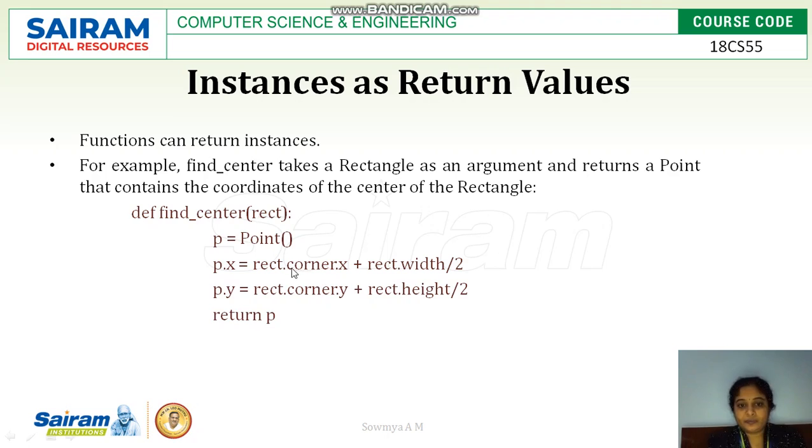So p.x is rect.corner.x, where rect is an object of Rectangle and corner is an attribute of Rectangle, which is an object of the class Point, plus rect.width by 2. This calculates the values p.x and p.y, and we return the value p, which is an instance of the class Point. This means an instance or object of a class is returned as a value here.